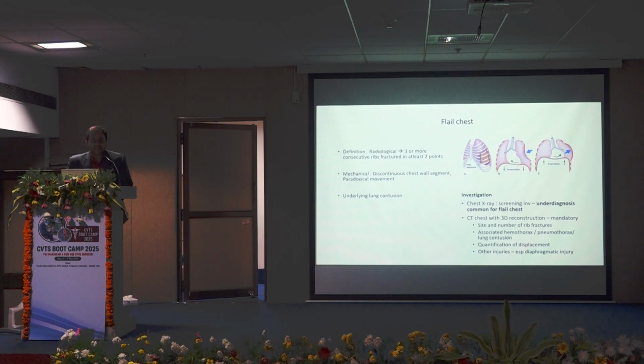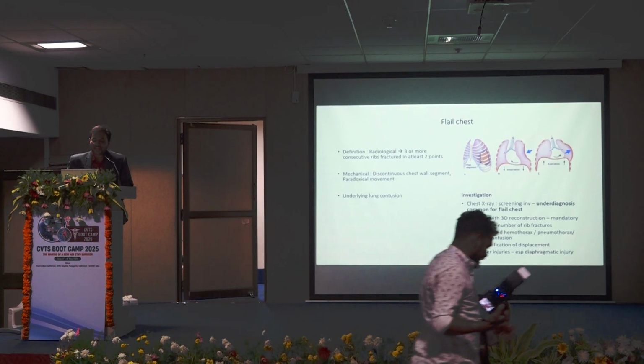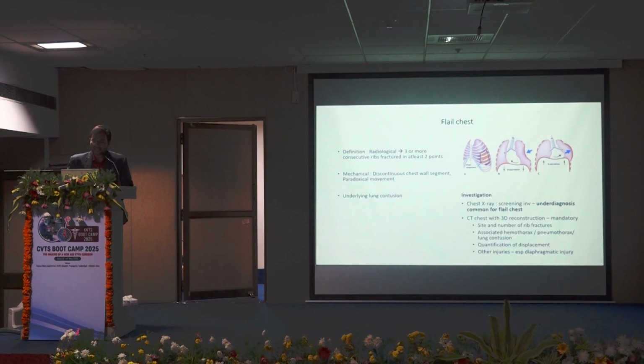Coming to the flail chest definition, radiologically, 3 or more consecutive ribs fractured at at least 2 points, and that segment becomes discontinuous from the chest wall, causing paradoxical movement with respiration. Most of these traumas also have an underlying lung contusion. The basic investigation, chest X-ray, is most of the time underdiagnosed. The gold standard investigation is CT chest with 3D rib reconstruction. It gives the site and number of rib fractures, any associated hemo or pneumothorax, lung contusion or lung injuries, quantification of displacement, and other injuries like diaphragm injury.